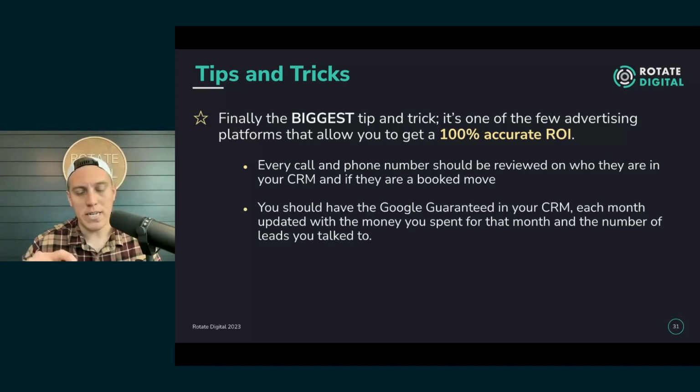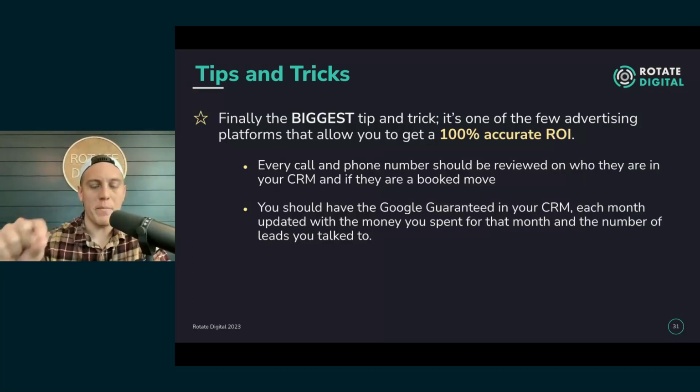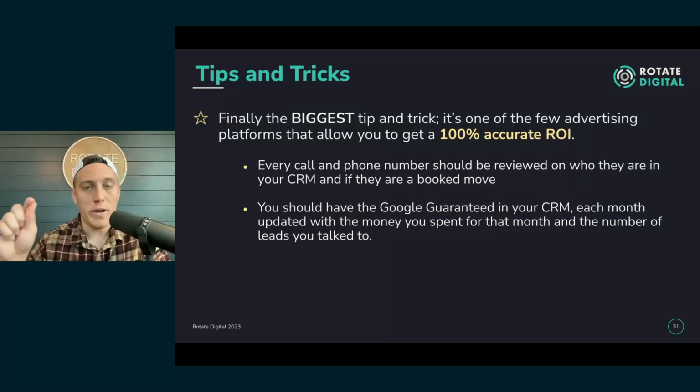You should have Google guaranteed as a line item in your SmartMoving CRM or whatever less superior CRM you're using. I'm a little biased, I love SmartMoving, but it should be a line item, Google guaranteed. It should not be Google. It shouldn't be your website. It shouldn't be phone call. It should be Google guaranteed. And you'll know exactly how many leads you got through there. Then every month you can put in how much money you spent on Google guaranteed by just logging in and getting that information, and you'll know your return on investment.